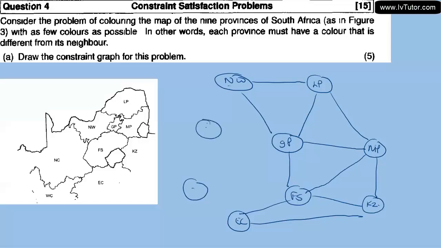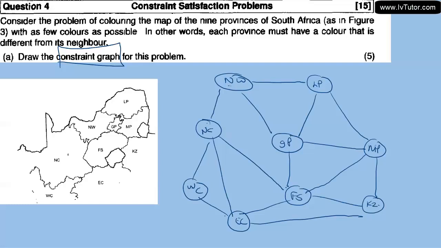So 1, 2, 3, 4, 5, 6, 7, 8, 9. We've got Northern Cape and Western Cape. Eastern Cape and Western Cape are linked like this. Northern Cape is linked to the Free State like this. Western Cape only has Eastern Cape and Northern Cape as boundaries. And the Northern Cape also has Northwest over there. So this is what we call a constraint graph for this.